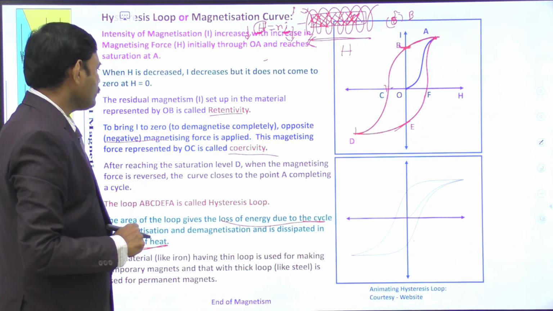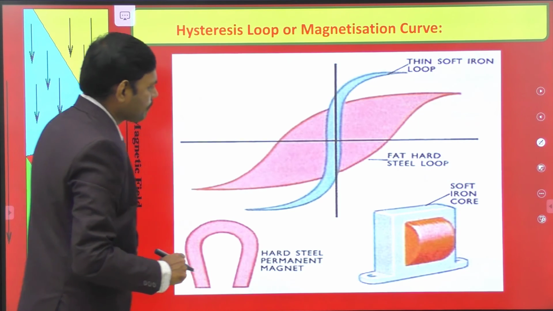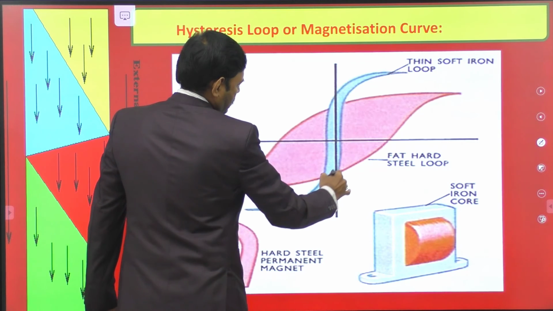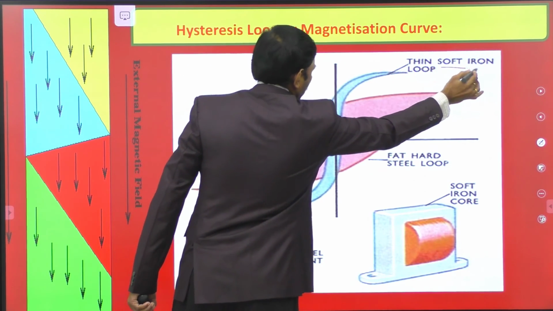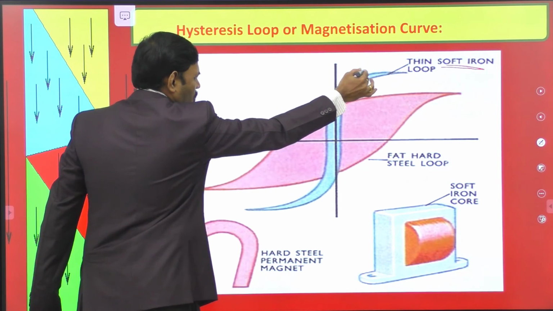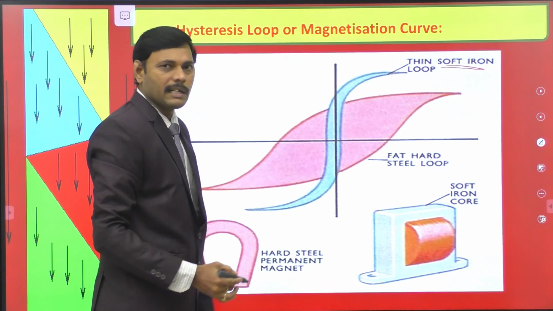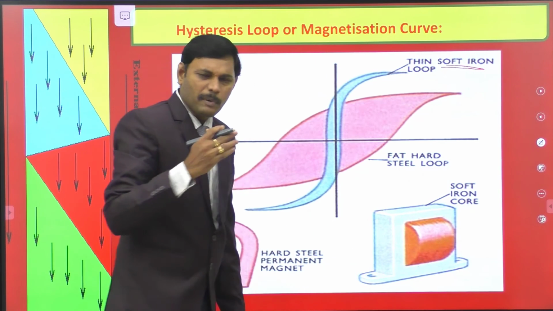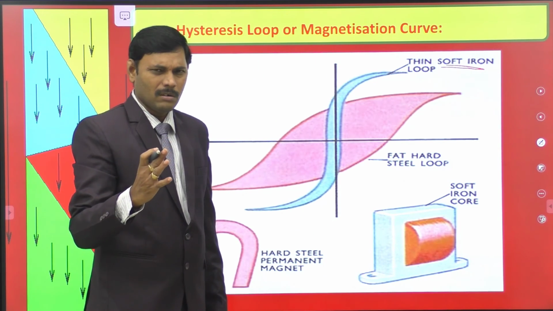Here it shows very clearly that the loop area is less. The hysteresis loop area is less for soft iron. This is the hysteresis loop of soft iron, whose area is less. Hence, they are used to prepare temporary magnets. They are used in transformers. In the preparation of transformers, we must use a core.